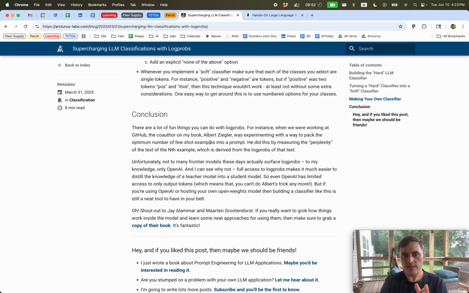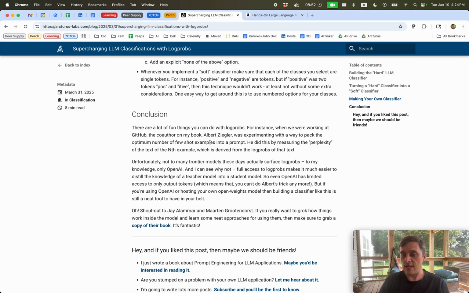So that's basically it. There's a lot of cool things that you can do with logprobs, and as a matter of fact, Albert Ziegler, the co-author on the book that we wrote, was using logprobs while we were at GitHub for some really neat things. Basically, he was allowing logprobs to instruct him when he has used enough few-shot examples that the model is no longer picking up new knowledge. So logprobs basically tell us how confused the model is with the information you're putting into it. Once the model is no longer confused, then the logprobs kind of tighten up. They're expecting the terms that you're giving them.